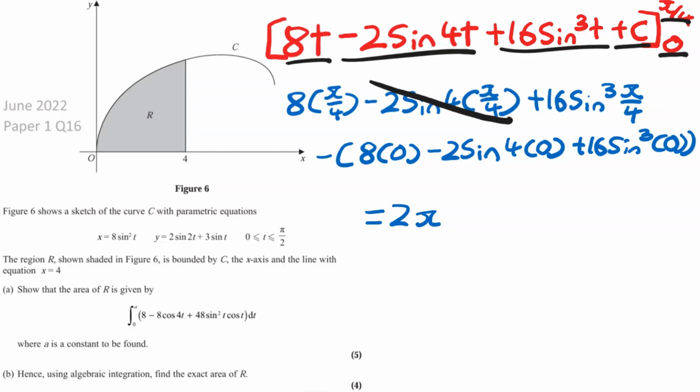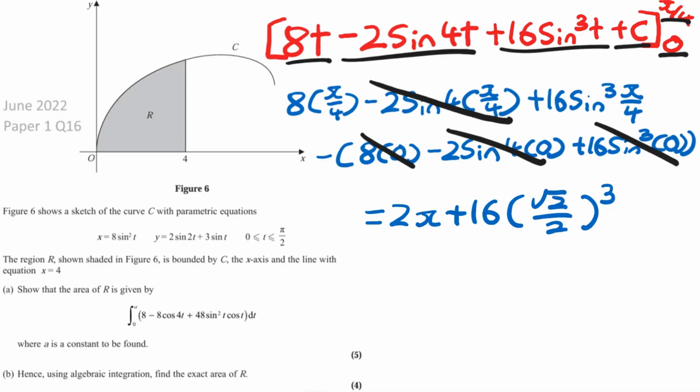This term here, sin of pi over 4 is equal to root 2 over 2. So this is going to be 16 times this root 2 over 2 cubed, like this here. This term here is 8 times 0, so this will cancel out and be 0. This term here, 4 times 0 is 0, and sin of 0 is 0, so this term will cancel out. And this term here, we have sin 0, which is 0, so this term will cancel out as well. So we're just left with this here, and we can do some simplifying.